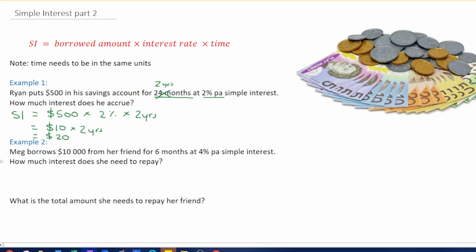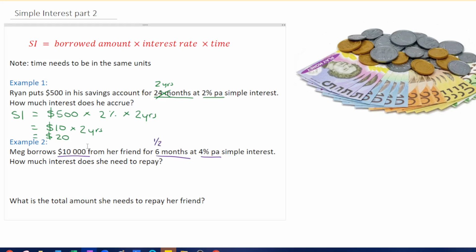Meg borrows $10,000 from her friend for 6 months at 4% per annum. So again, 6 months is in months, and 4% per annum is in years. So we can change that into years by making it half a year. That's probably easier. So half a year, we'll get rid of the 6 months. How much simple interest does she need to repay?